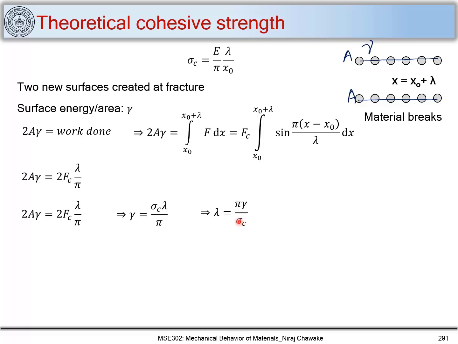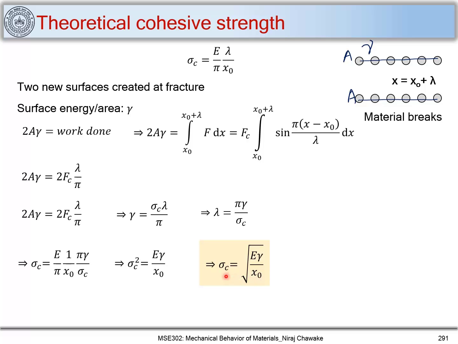Now what you can do is plug this lambda into this relation, and you get sigma c equal to E upon pi, 1 upon x naught, pi gamma upon sigma c. Now if you bring this sigma c over here, it becomes sigma c square equal to E gamma upon x naught, and thus you can get sigma c is equal to the square root of E gamma upon x naught.